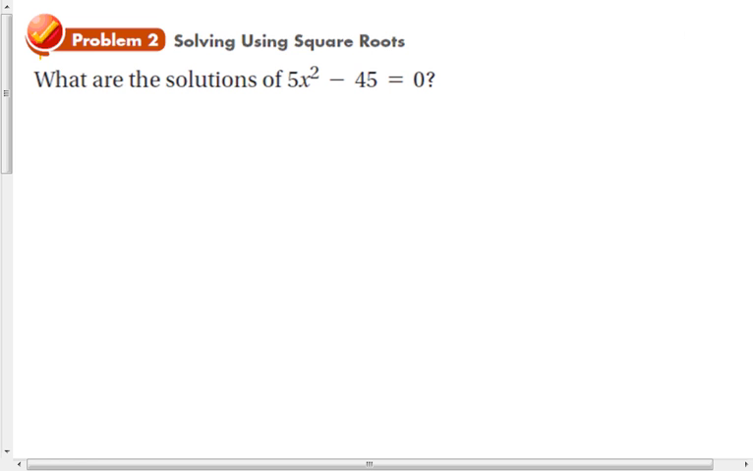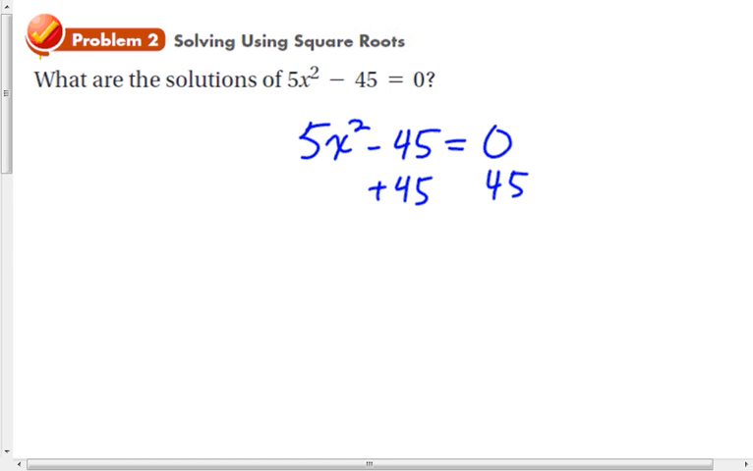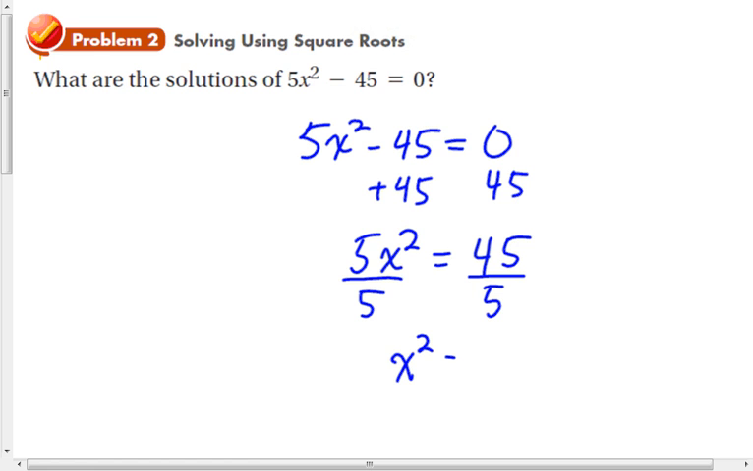All right, another way we can do it is just solve it by undoing the equation. And we're going to use some of the strategies we used before. To solve this, the first thing I might want to do is just add 45 to both sides. All right, and then I get 5x squared is equal to 45. Then I'm thinking I might want to divide by 5, and that gives me x squared equals 9.